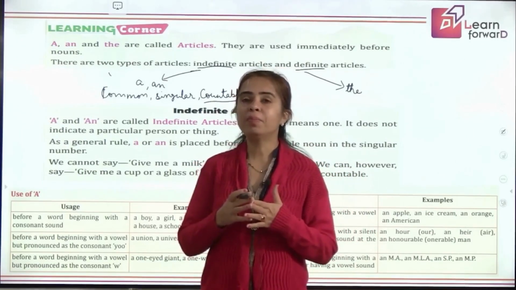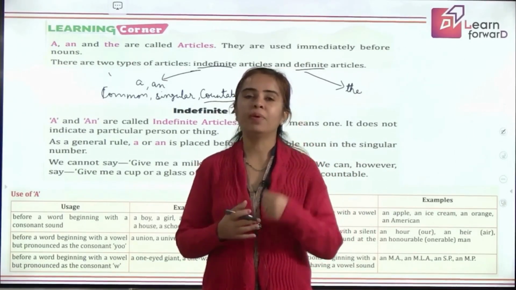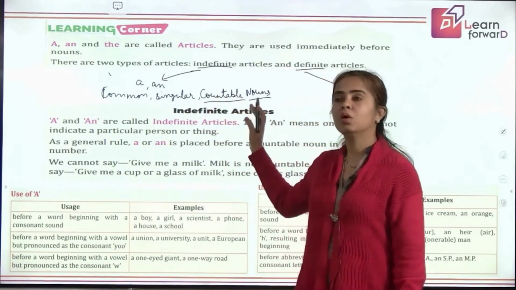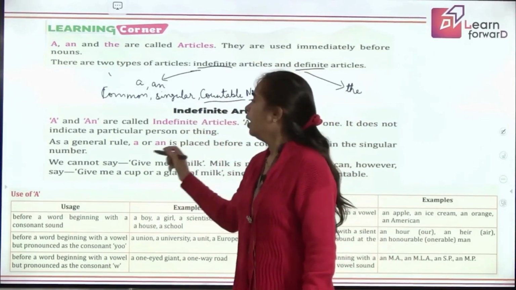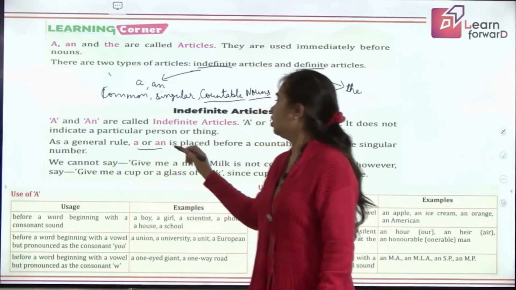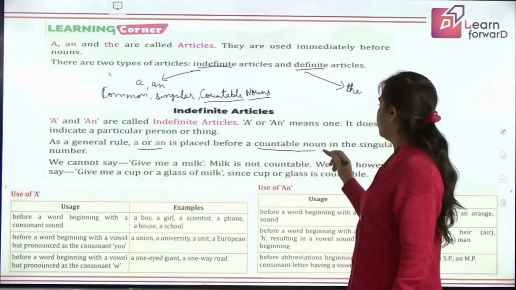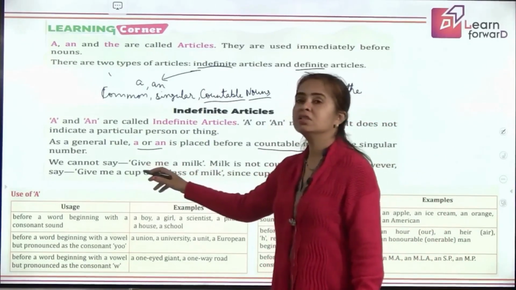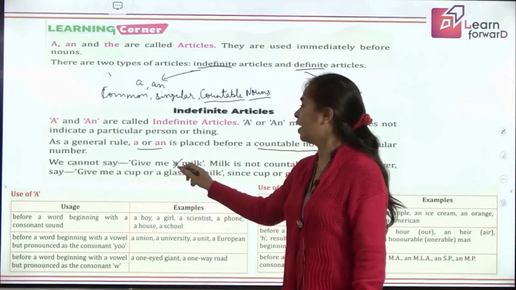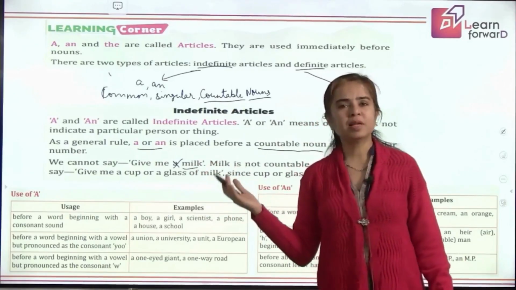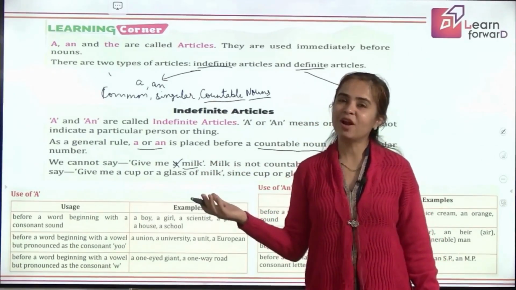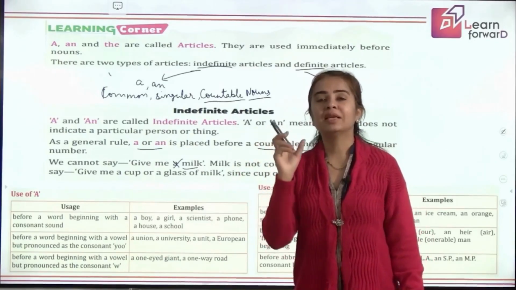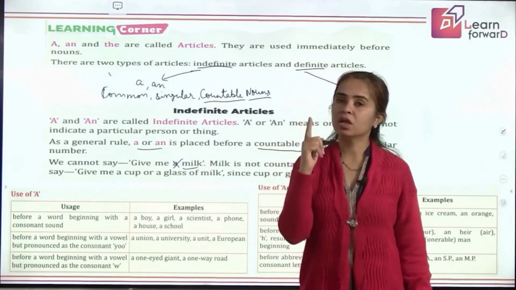I have a pen. That means I have one pen. Okay. So we use them before singular countable common nouns only. Now, in general, a or an is placed before a countable noun in singular number. See, this is what they have said. We cannot say, give me a milk. Why? Because milk, what is milk? Is it countable? No, it's not. We can say, give me a glass of milk, because glass is countable and we are talking about one glass.